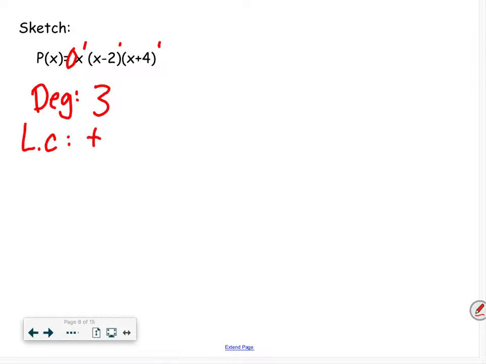Other thing we talked about was what our tails do, our end behavior. Is 3 even or odd? Odd. So my tails, do they go in opposite directions or the same direction? Opposite. If my leading coefficient is positive, my right tail goes up, which means I have to start down, end up. And there can be 2 or 0 turns.